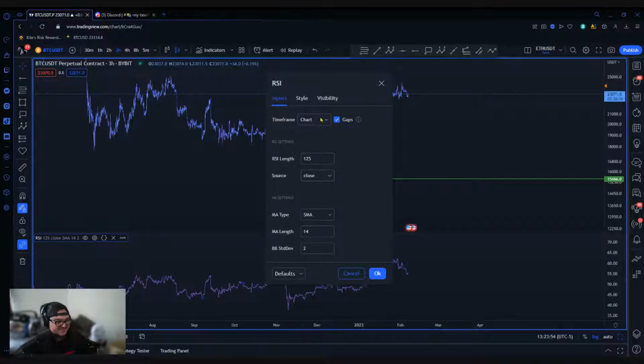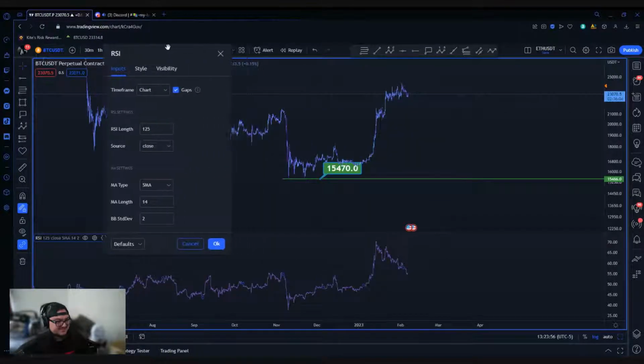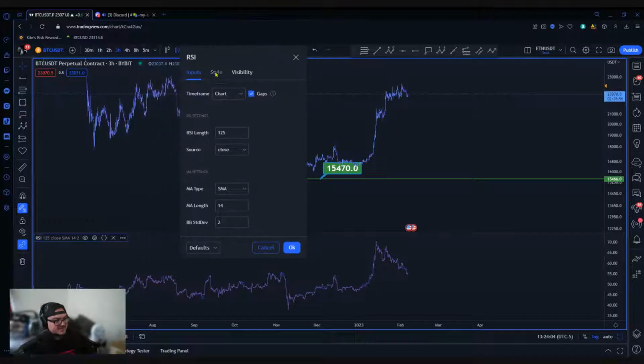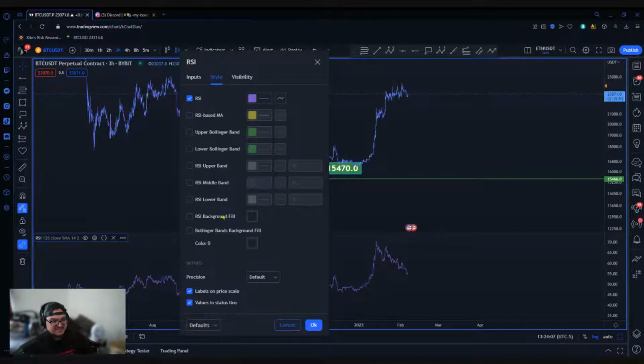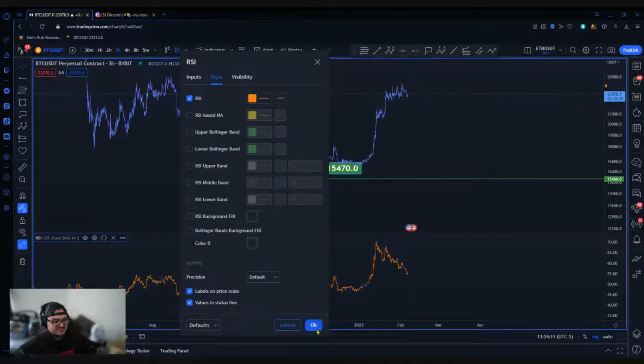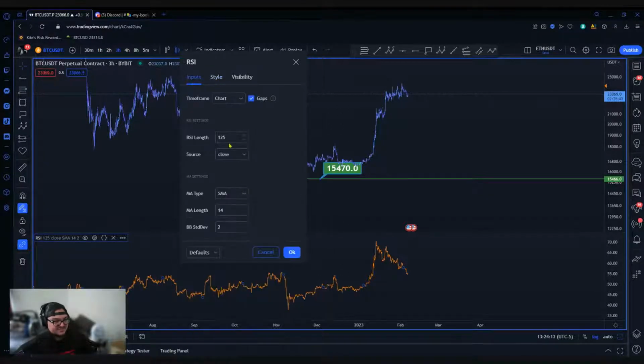Why do you use his settings? Yeah, I've had a look at that. I think it's that one. Do you have to change the MA settings as well? No, I just take the MAs off. I take everything off except for the actual RSI, and I just change the color and change the input, obviously.